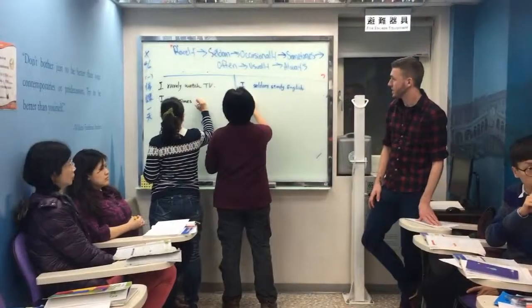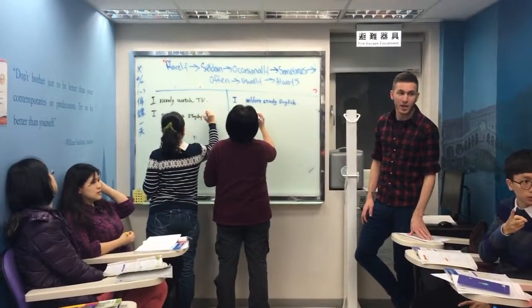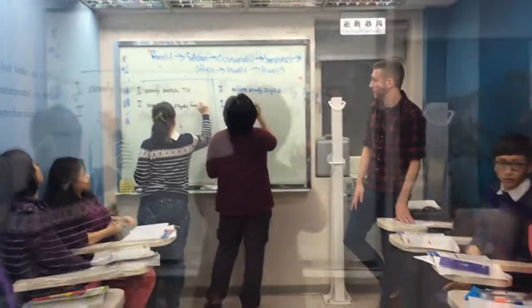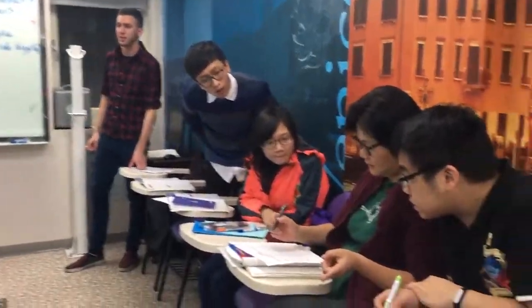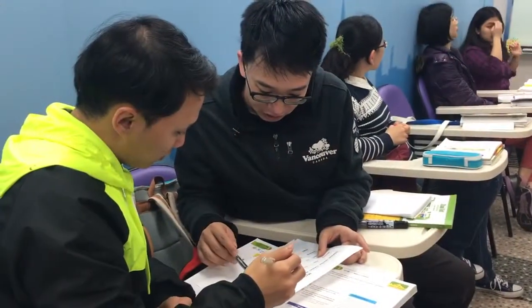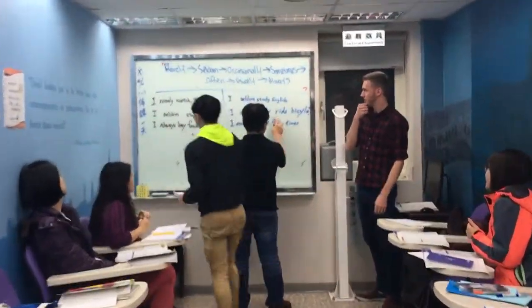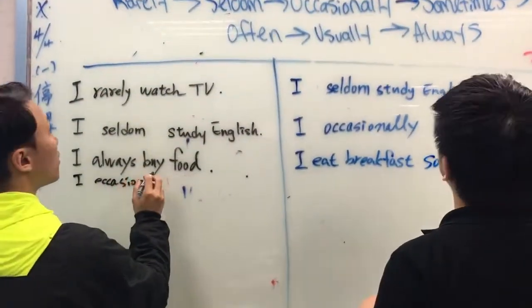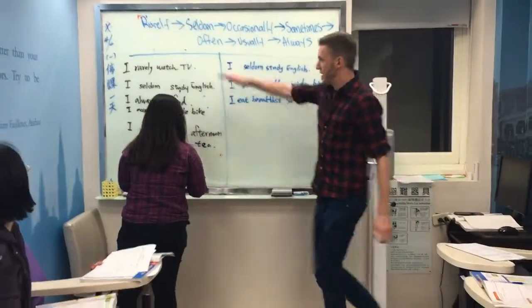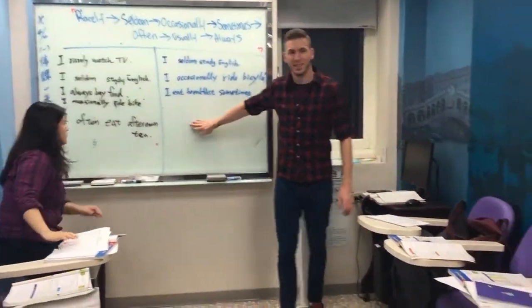I study English 2 times a week. Okay? I ride a bicycle 3 times a week. I buy Spanish tea 5 times a week. Okay? I ride a bicycle 3 times a week. Good. Okay, we have 5 to 3. Hurry, hurry, hurry. And I am tired every day. Good. I'm tired every day. Good.